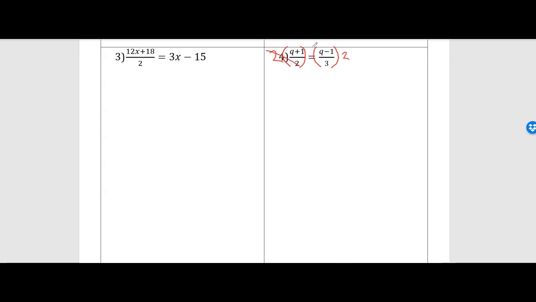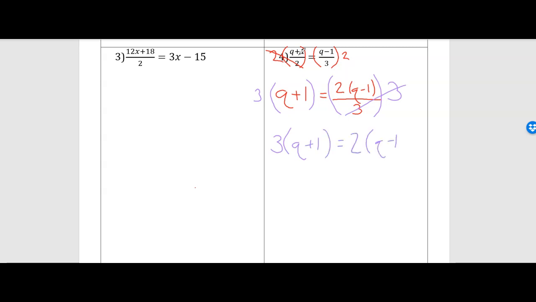Okay, so that's going to simplify over here. So I'm going to get q plus 1 is equal to 2 times the quantity q minus 1 over 3. Okay? Now I'm going to multiply both sides by 3 to get rid of the denominator on the right. So these are going to simplify, and I'm left with 3 times the quantity q plus 1 equals 2 times the quantity q minus 1.